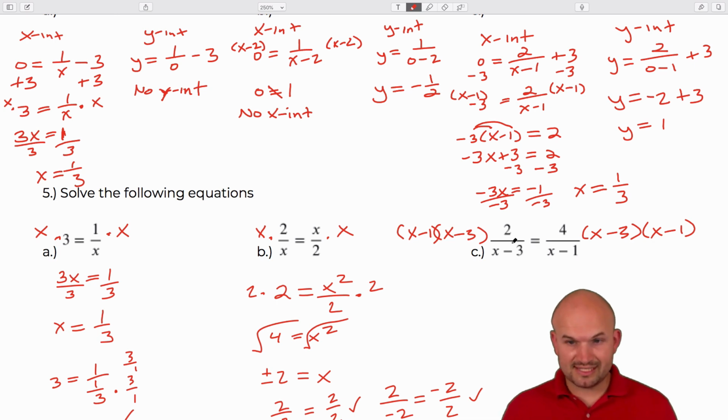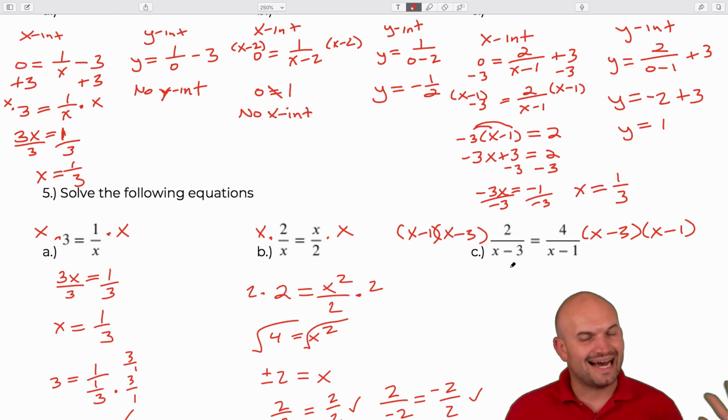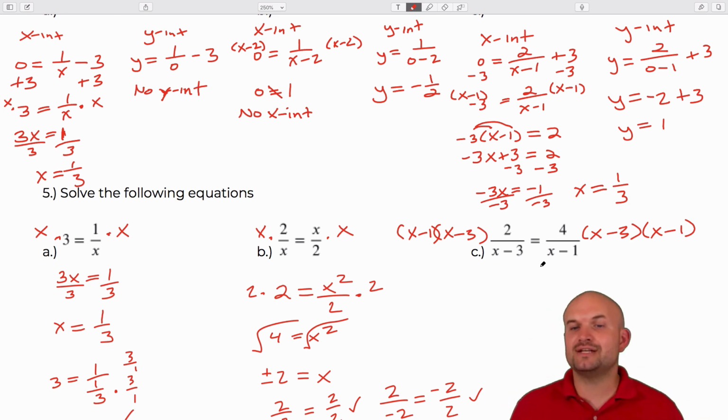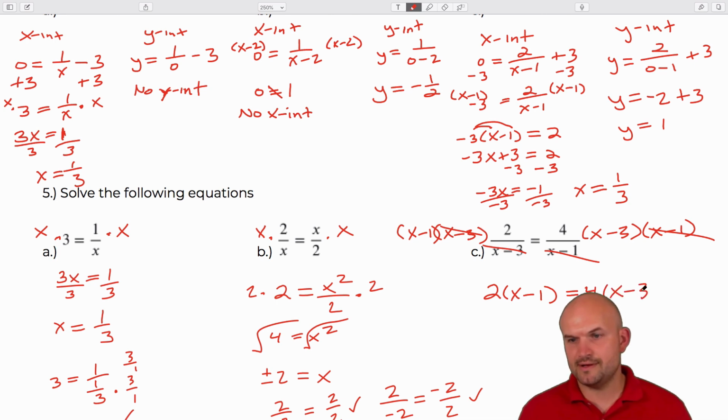And if you notice, the product of these two denominators is actually the LCD. So once you feel more comfortable with identifying the LCD, you can look at the denominators of a rational equation, identify the LCD, and multiply everything by the LCD. What that's going to do is get rid of your rational expressions. So in this case, my x minus 3's divide out, and my x minus 1's divide out, leaving me with 2 times x minus 1 is equal to 4 times x minus 3.